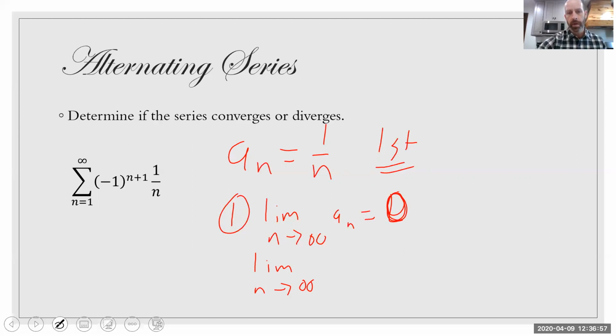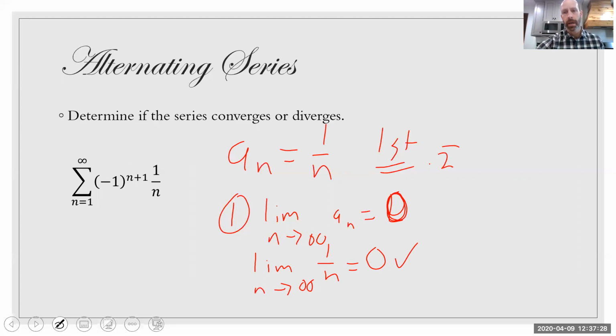Anyways, so we're going to do the limit as n goes to infinity of 1 over n. And the limit of 1 over n as n goes to infinity is clearly 0. And so therefore it passes the first test. And by the way, it kind of makes sense. If the nth term of your series is not going to 0, then this thing's going to blow up and diverge. So this has to be 0. So that's our first criteria.